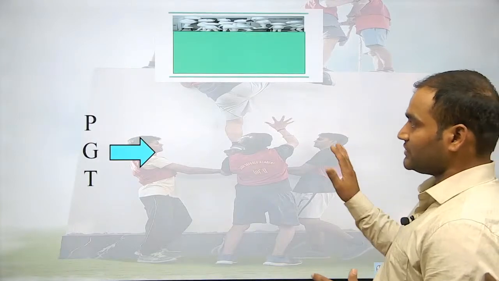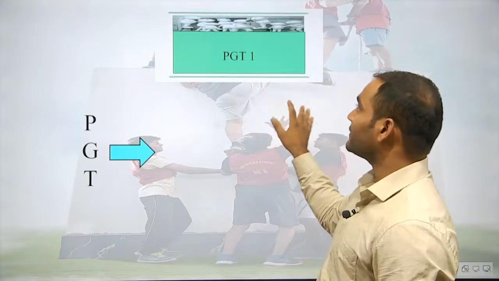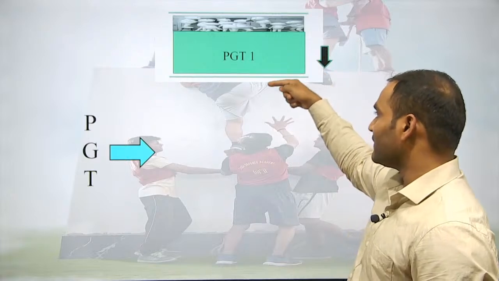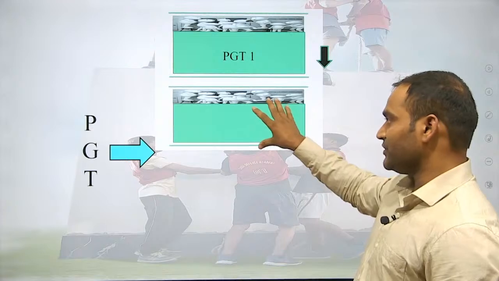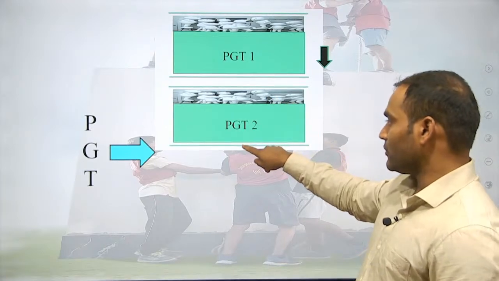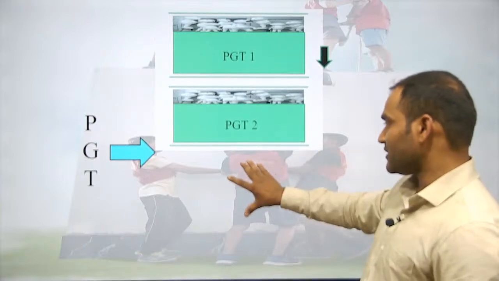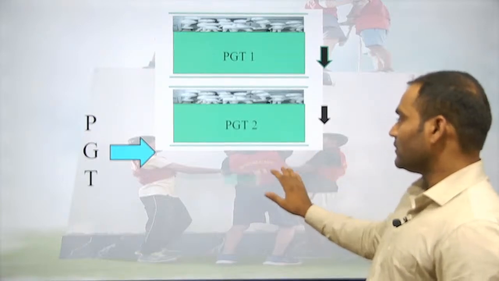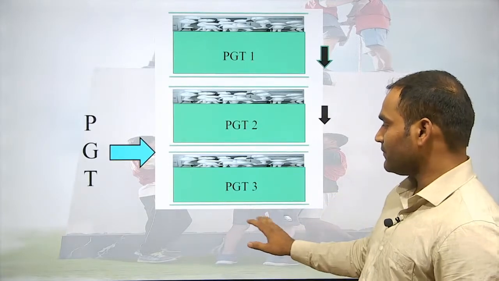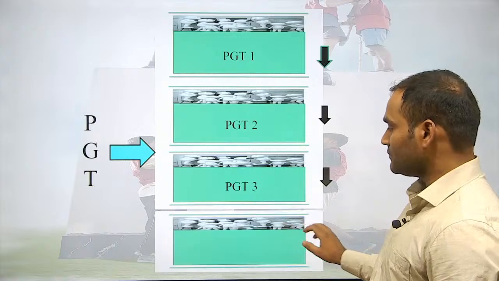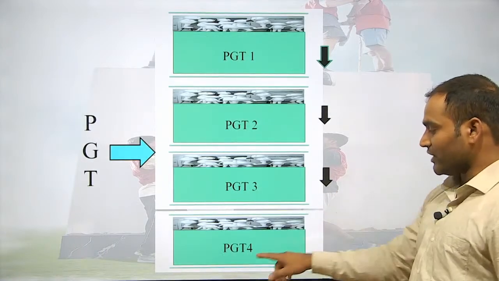So PGT has 4 stages. This is PGT 1. Suppose that you all are standing here, and you have to progress right here. Then after this, what comes next? PGT 2. Then you have to come here from the starting line to the finish line. Once you come here, then PGT 3 starts, and after completing it, PGT 4 starts. And you have to reach, all of you, right here.